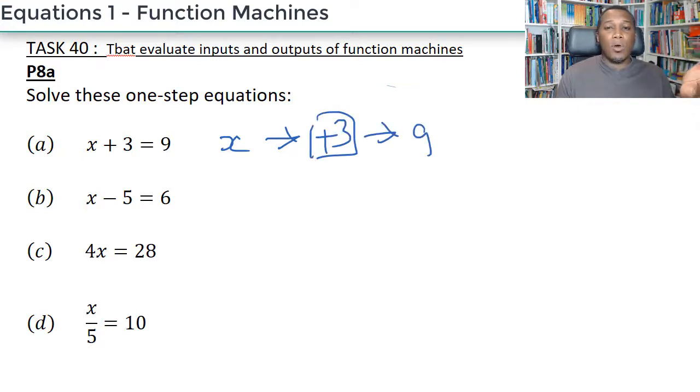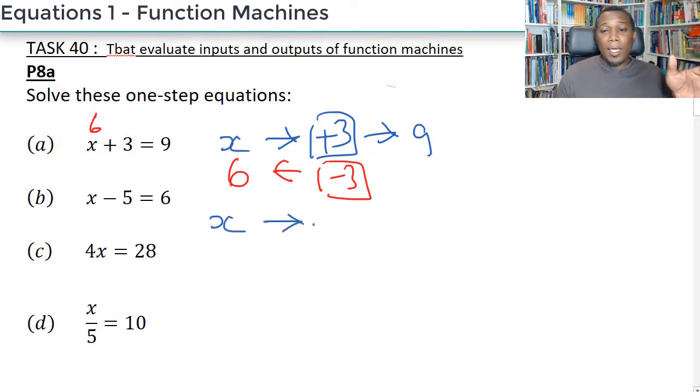So if I want to know what the value of the number is, I go back. So that means I need to take away 3. So 9 take away 3 will give me 6. So for A, the answer is 6, and you can check. 6 plus 3 gives you 9. Then similarly for B, same thing. What's the function machine setup of this? I start off with x, and I am taking away 5, and that is giving me 6.